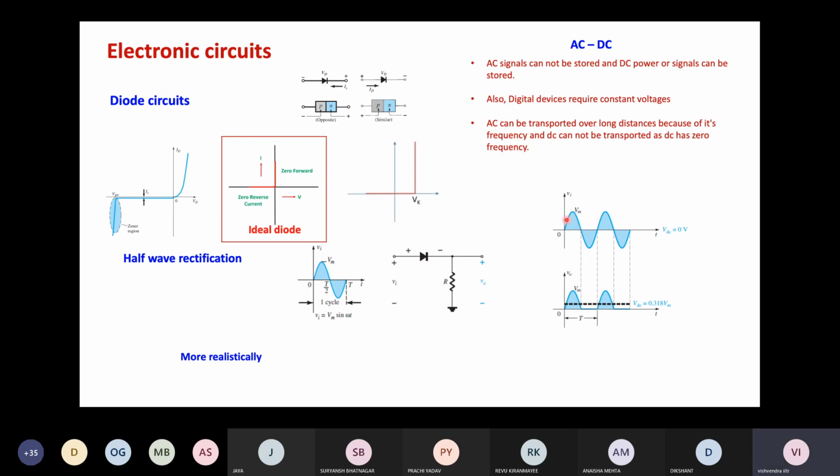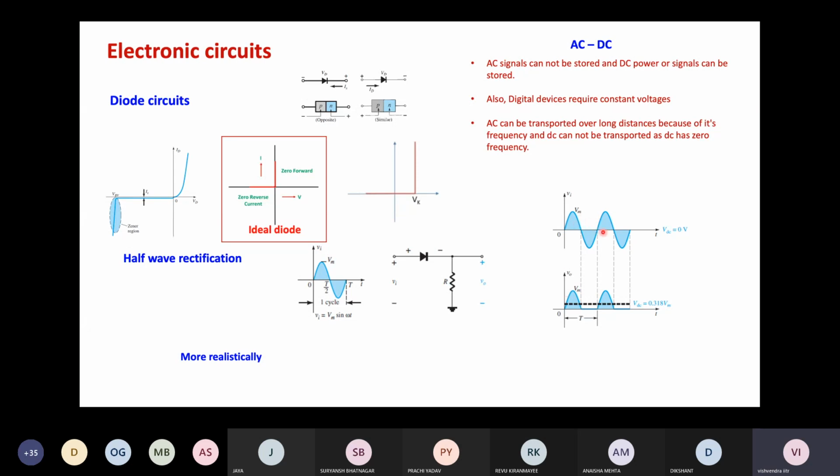So in the positive half cycle of the signal, the output will be the same as the input signal. In the negative half cycle, however, the diode will be like an open circuit. It will not conduct, and the output will be zero. So this is the output signal across the resistor when we have a diode. And if we calculate the average value of this output signal, which is also the DC value of the signal, it turns out to be 0.318 Vm, where Vm is the maximum amplitude of the wave.